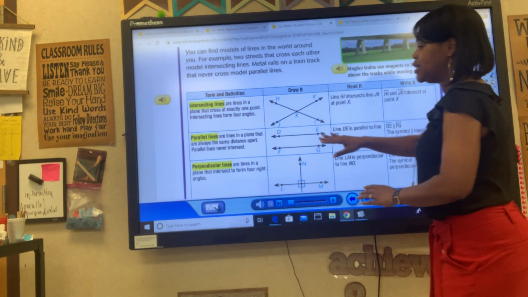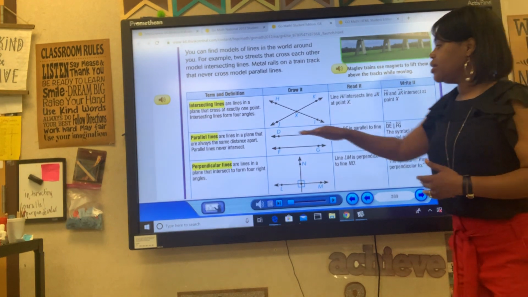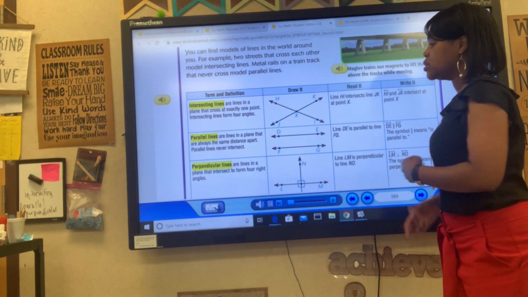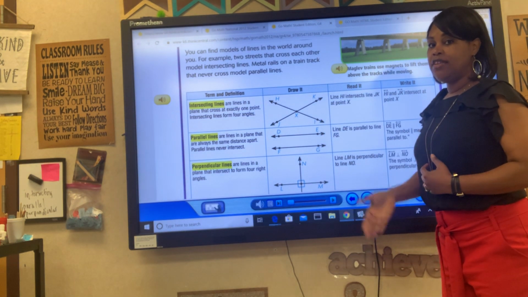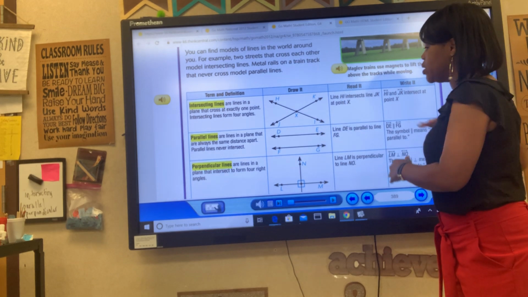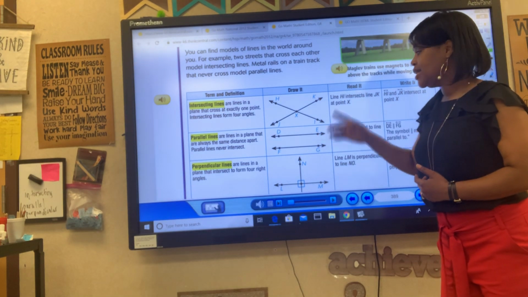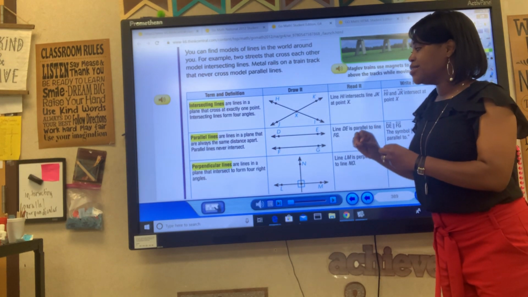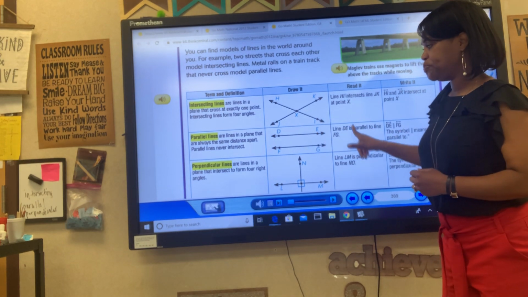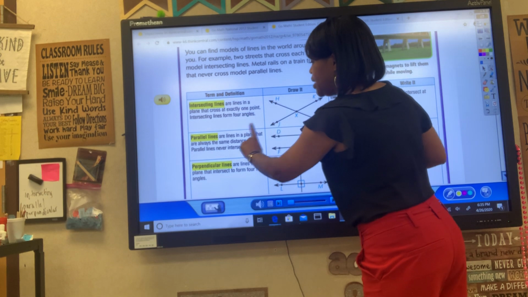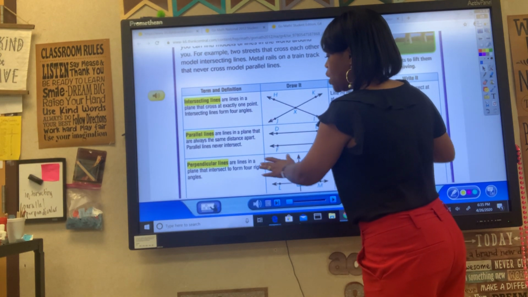These parallel lines will never cross each other. Parallel lines can be seen across, or they can be seen vertically going up and down or horizontally going across. You may even see parallel lines slanted. However, they will never cross and they're the same distance apart. We have intersecting, parallel. Now let's take a look at perpendicular.